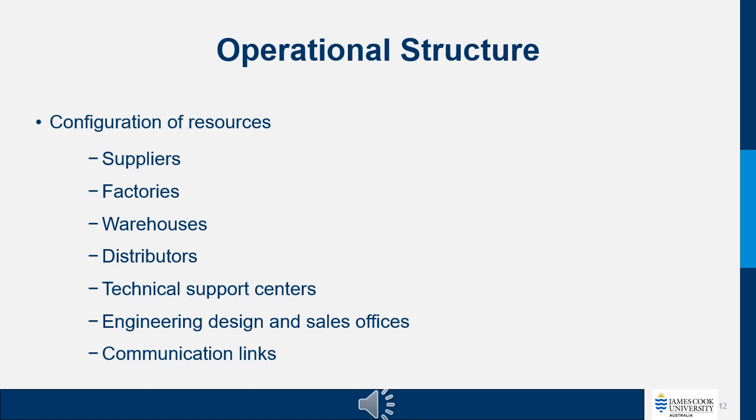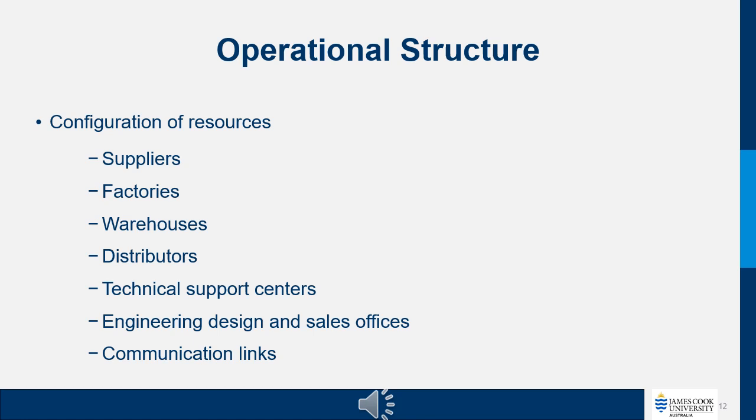So the resources, the first one is the suppliers. Suppliers are external entities that provide raw materials, components, or services required for the organization's operations. Then we have factories, or the production facility where the organization manufactures its products or performs a specific operation. Warehouse is a storage facility where finished goods, raw materials, or inventories are stored. Distributors are entities responsible for distribution and delivery of products to customers or retail outlets.